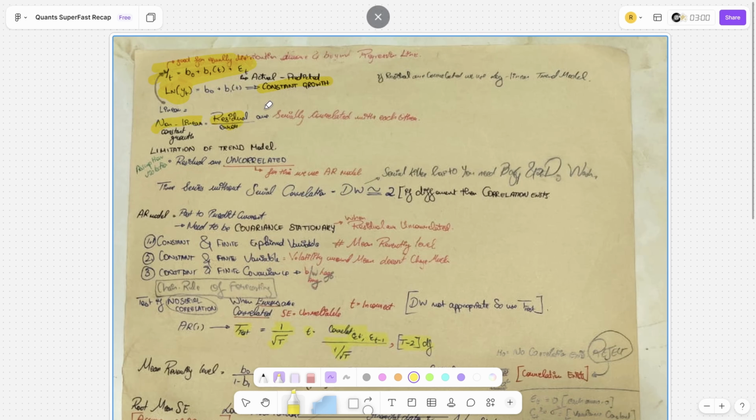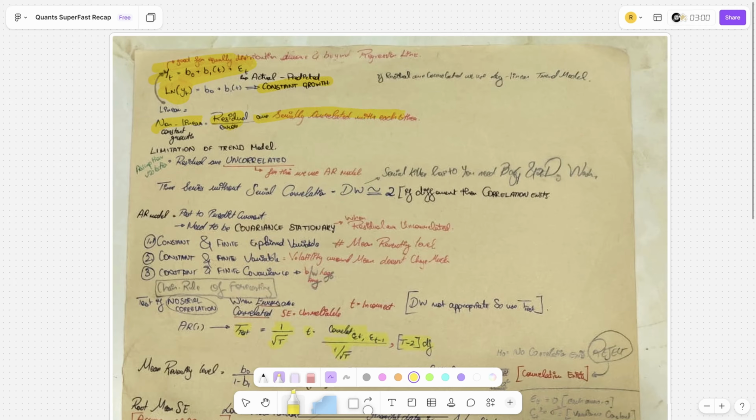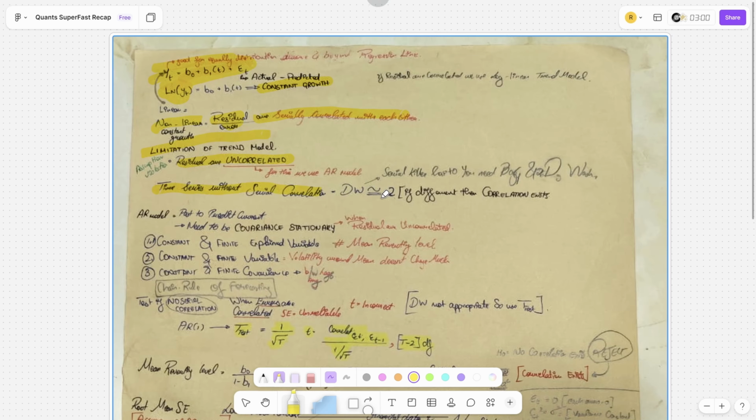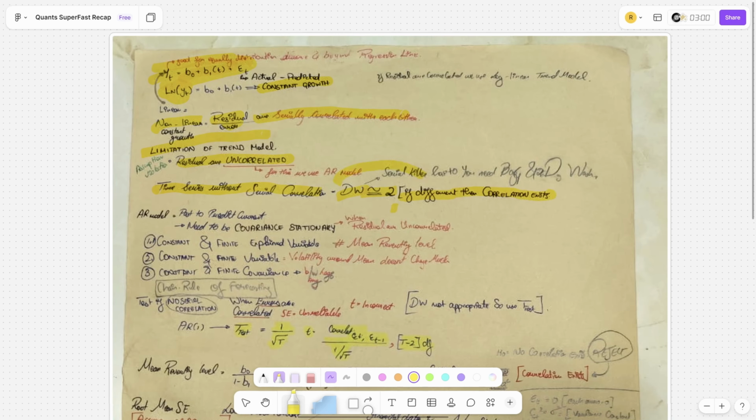The residuals or the errors are basically serially correlated. So for serially correlated errors, we take the log-linear model. There are some limitations of the trend model. The log-linear model is the trend model. The limitation is that residuals are uncorrelated, and a time series without serial correlation has a Durbin-Watson statistic approximately equal to 2. If it differs, then serial correlation exists. You have to understand this point.